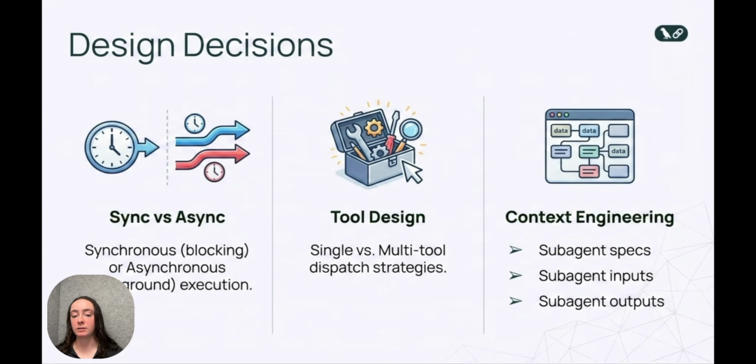Secondarily, we'll chat about tool design. So you can either have a single tool that dispatches to any available subagents, or a tool per subagent. Finally, we'll talk about some context engineering strategies with the subagents architecture. So that includes things like the specifications of your subagents, and then the inputs that you provide to your subagents, and the outputs that you take from your subagents and feed back to the main agent.